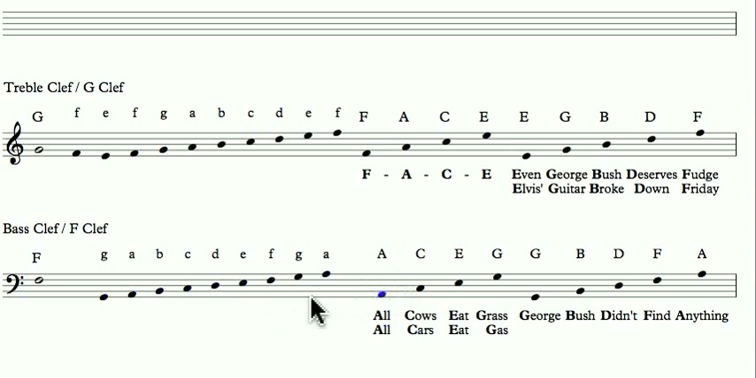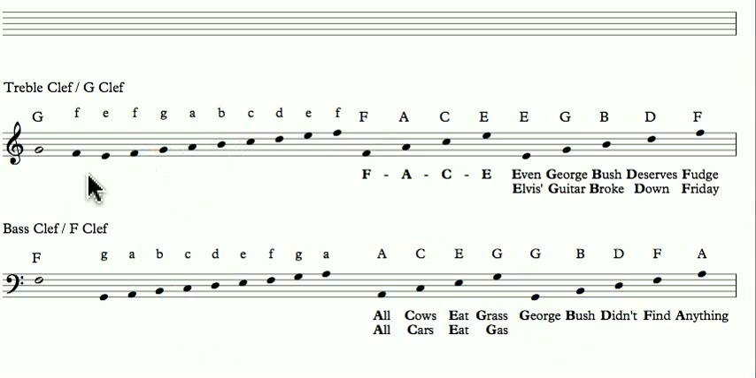To remember the spaces, unfortunately it doesn't spell a word, but we have All Cows Eat Grass, or All Cars Eat Gas. Again, make up your own if you wish. And this one for the lines, which I quite like: Good Boys Don't Find Anything, G, B, D, F, A. So that's treble and bass clef, and that's what we're going to deal with in these lectures.